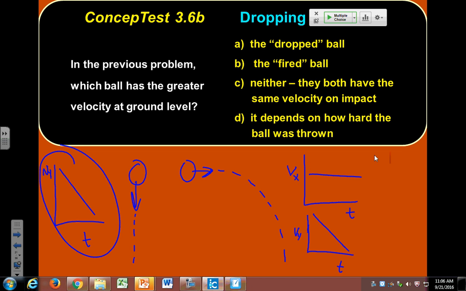The fired ball has a greater velocity because you not only have the y velocity at the bottom, but you also have the x velocity. And so in order to find the total velocity, you have to do the vector addition, adding up the Vx and the Vy.